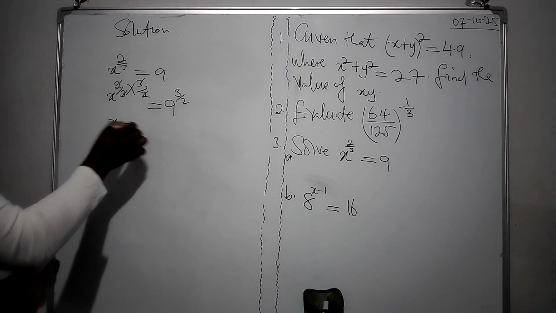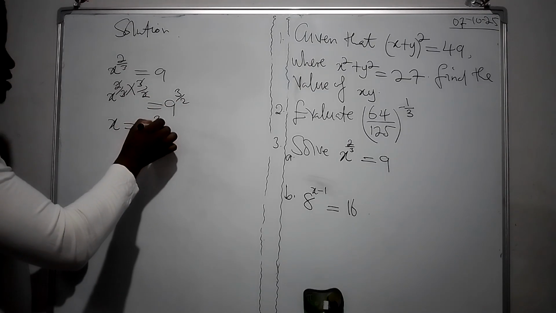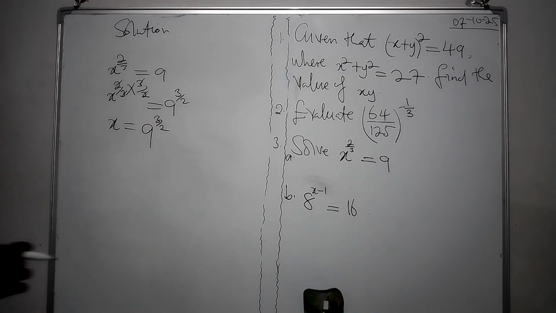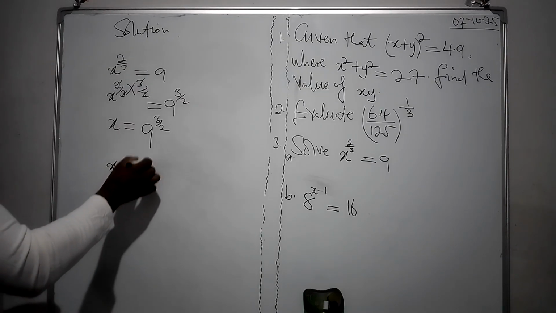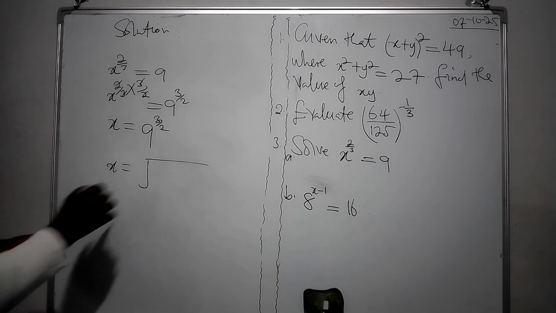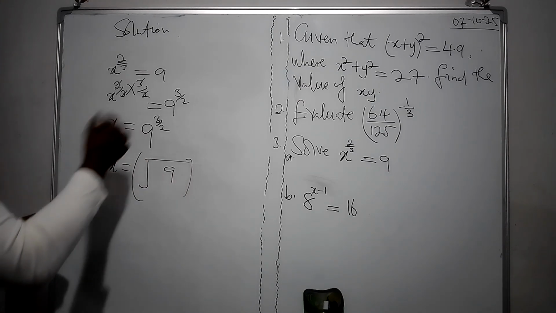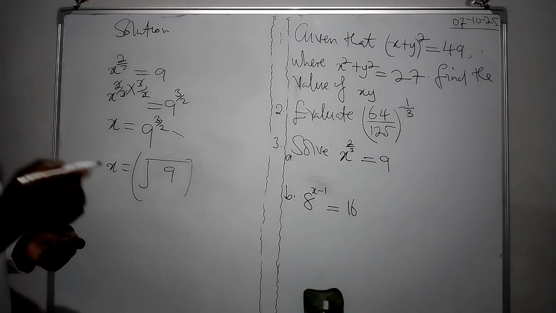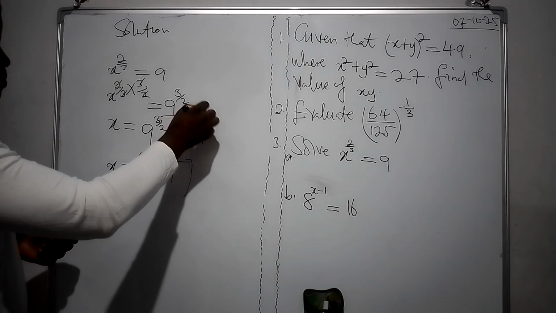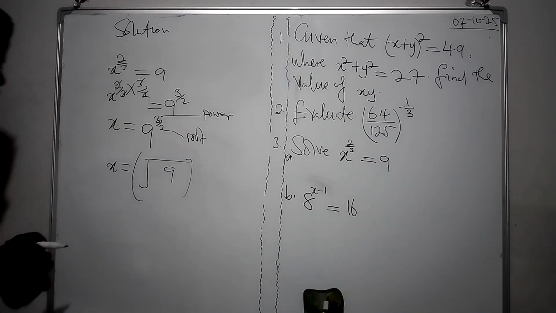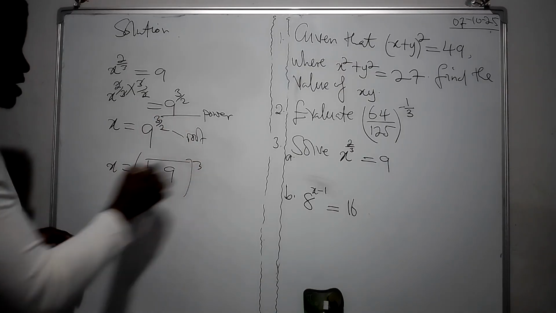So it will be x is equal to 9, to the power 3 over 2. Now according to the law of indices, we introduce the square root. So we have 9. We remember that the denominator is always a root. The numerator is always a power. So now, the root therefore is 2. Then the power is 3.